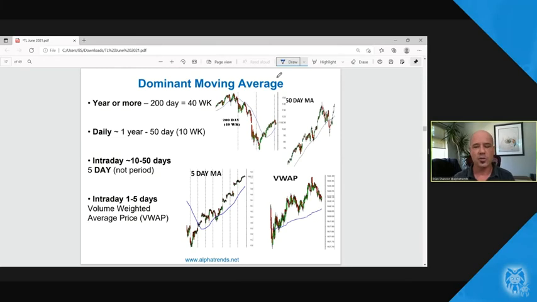So if you're going to use just one time frame, one moving average, on a weekly time frame, I would say look at the 40-week. That's approximately equal to the 200-day moving average. And look at, on a daily time frame, the 50-day moving average. That's approximately the 10-week moving average.